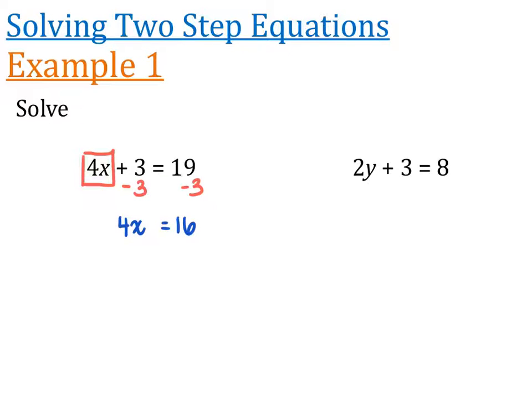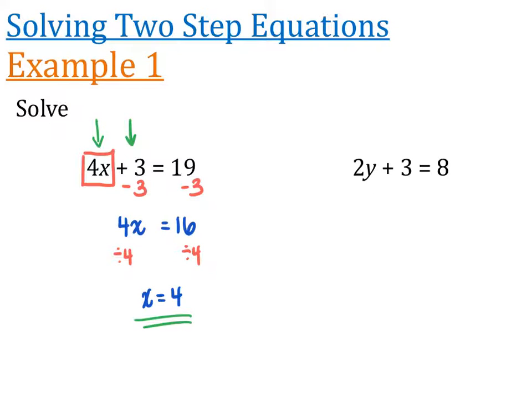Now this is a one-step equation. We can divide both sides by 4, and 16 divided by 4 gives me 4. There's my answer. x is equal to 4. And I can also check back here: 4 times 4 is 16. 16 plus 3 more is equal to 19. Sounds good. All right, let's try the next one.